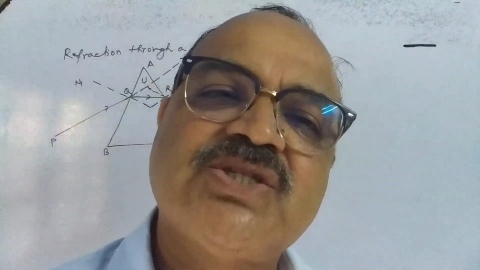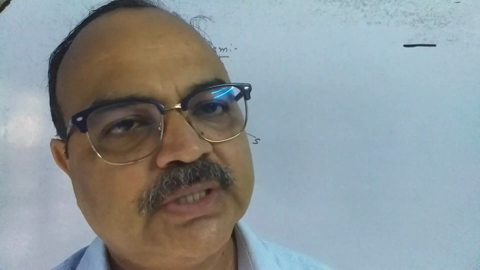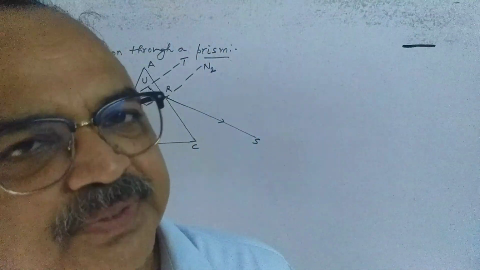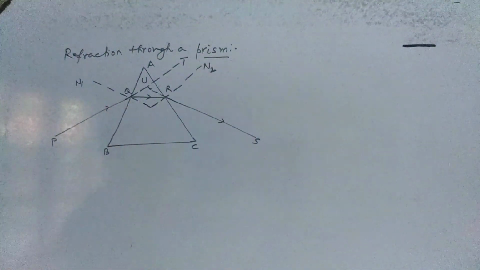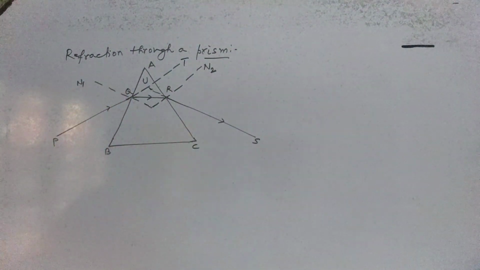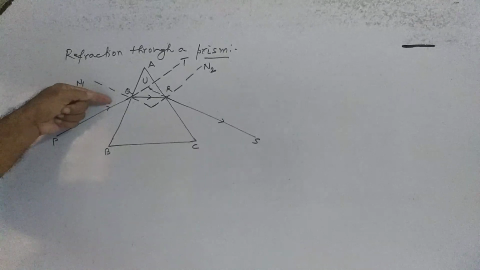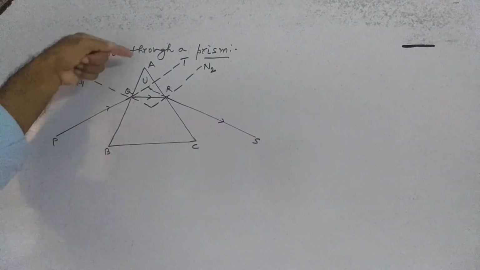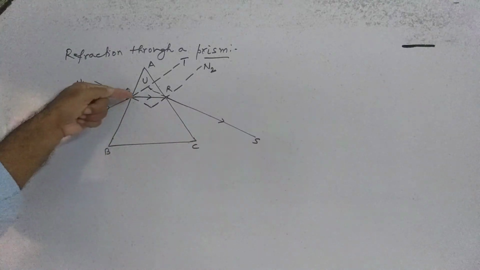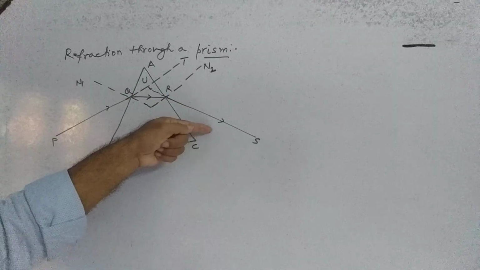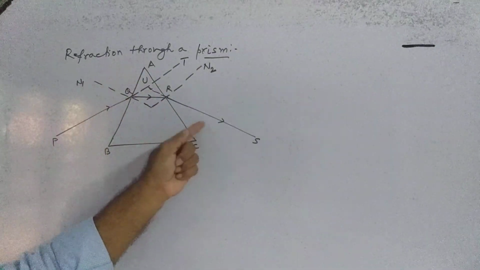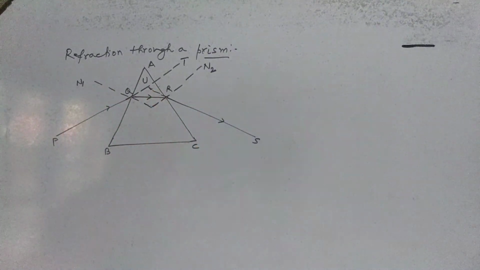In the last class, I introduced the prism. What happens in a prism? Here is an equilateral prism ABC. PQ is the incident ray, incident on a refracting surface, thereby refracts, bends towards the normal, and again another refraction is taking place through the other surface and coming out in this way. We have already shown this diagram.